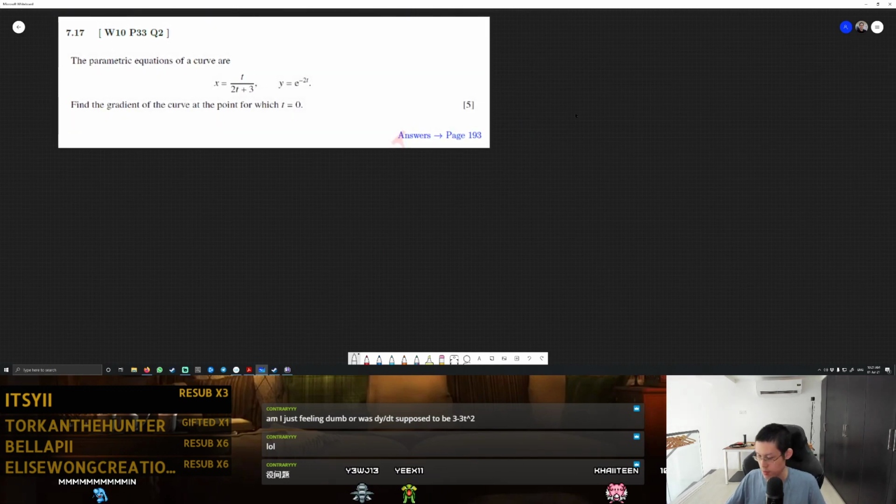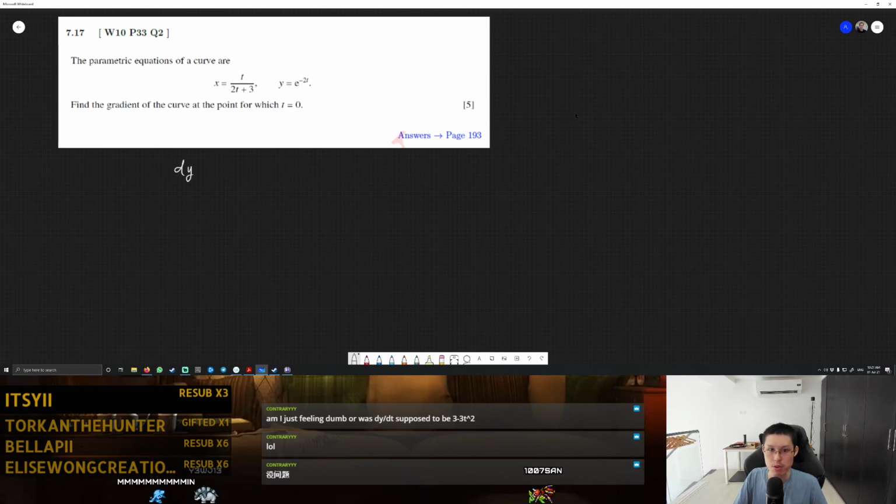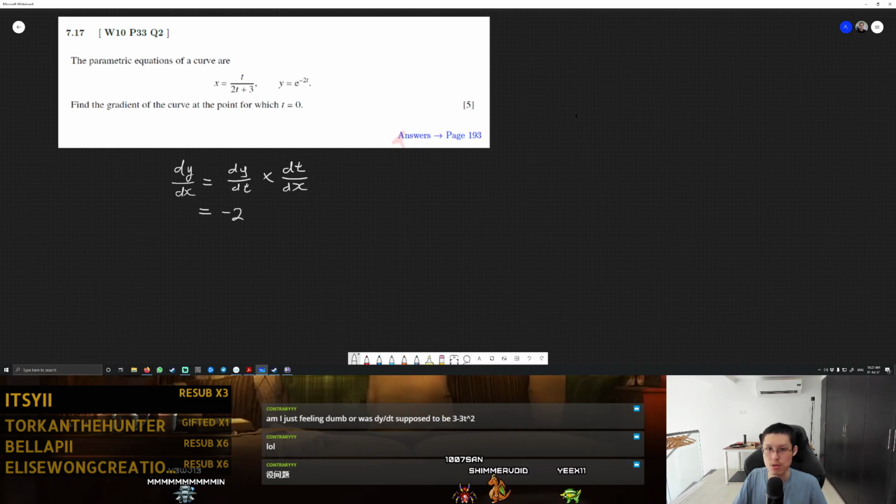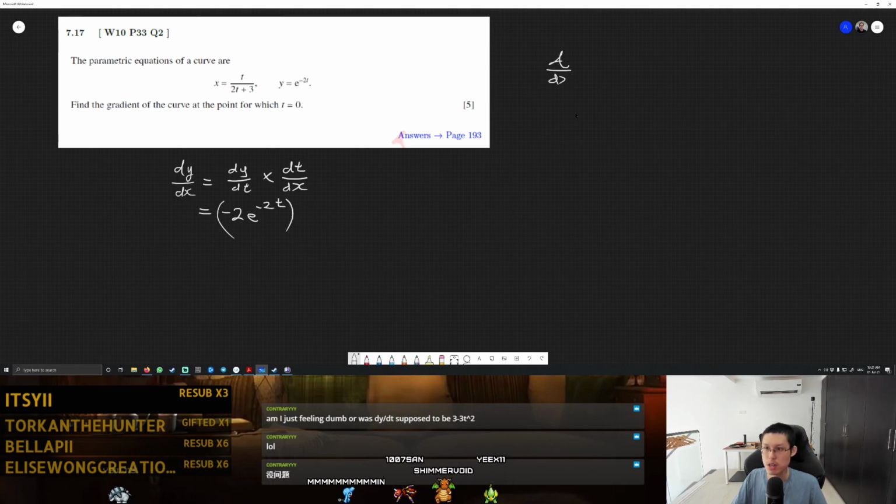Okay, so you're given x and y in terms of t. Find the gradient of the curve at which t is equal to 0. So we start by doing dy/dx equals dy/dt times dt/dx. So dy/dt is going to be negative 2e^(-2t). Right? So remember, when you differentiate an exponential function, you just get the derivative of the exponent and then you write the same exponential function, like so.